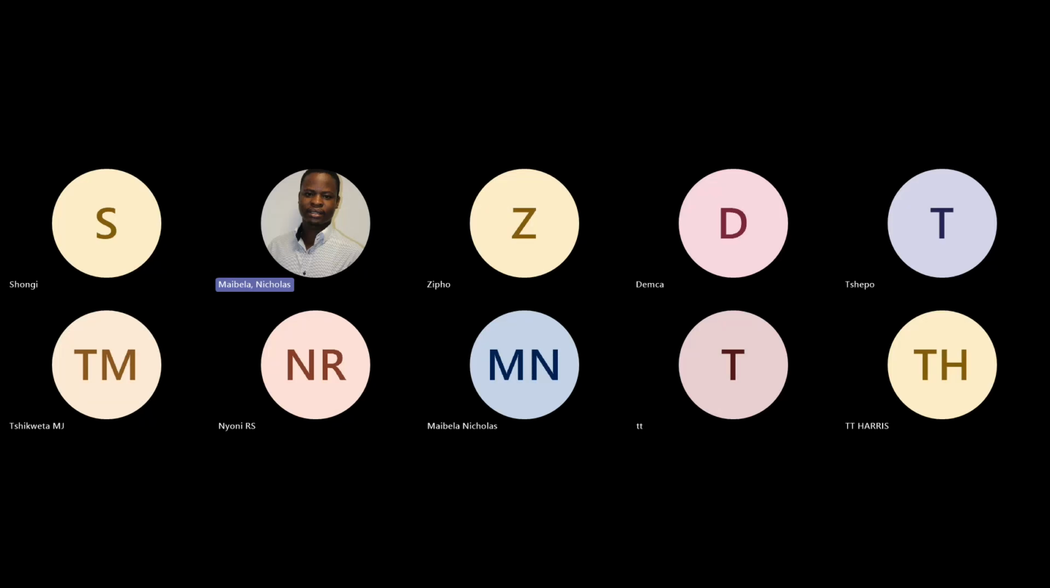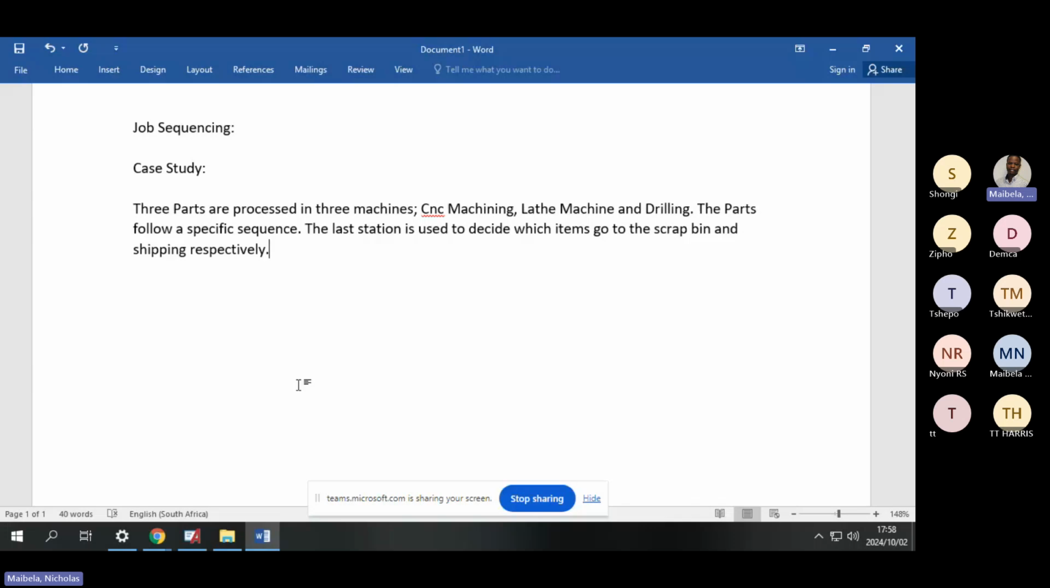So it goes as follows. Three parts are processed in three machines: CNC machining, lathe machining, and drilling. The parts follow a specific sequence, and the last station is used to decide which items go to the scrap bin and shipping, respectively.